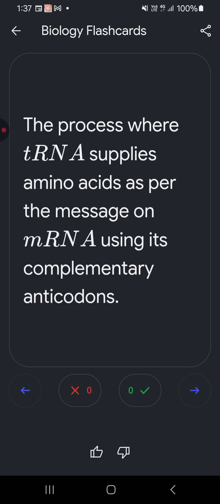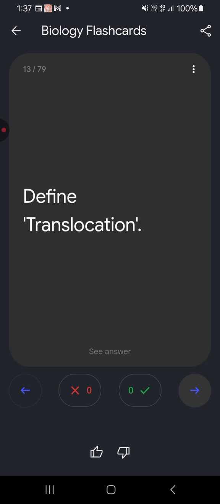The process where tRNA supplies amino acids as per the message on mRNA using its complementary anticodons. Define translocation.